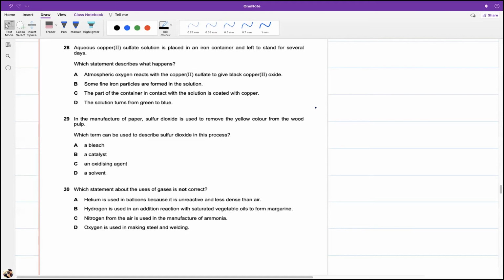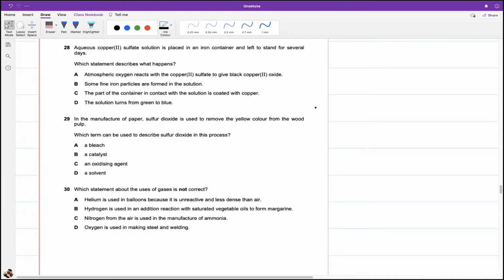ठीक है, let's see. The atmospheric oxygen reacts with copper 2 sulfate to give black copper 2 oxide. Nope. ऑक्सीजन इस तरह से रिएक्ट नहीं कर सकती. हाँ, कॉपर होता, उसे हीट करते तो कॉपर 2 ऑक्साइड बन जाता, but that's not happening here. Okay, some fine iron particles are formed. No, iron doesn't dissolve. The iron actually reacts.